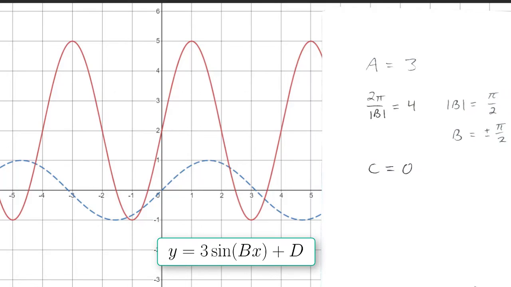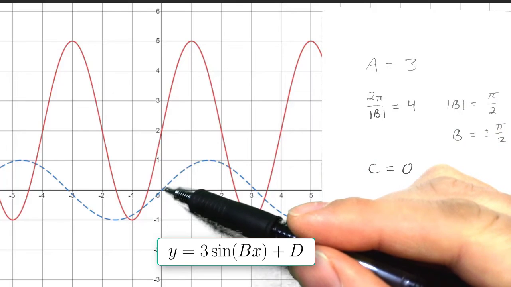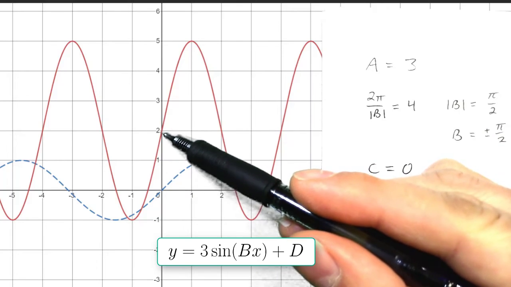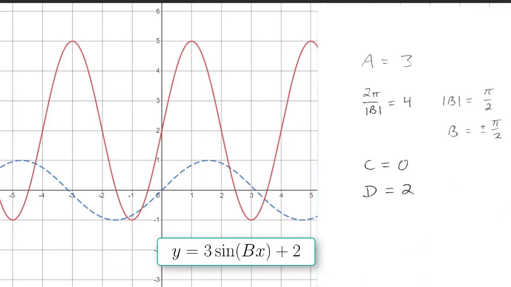And what about the vertical shift? Well, that looks like it's there, right? It looks like I took this middle line and it's been shifted up 1, 2 units. So the vertical shift, that's d, is equal to 2. So we've got everything except for the exact value of b.